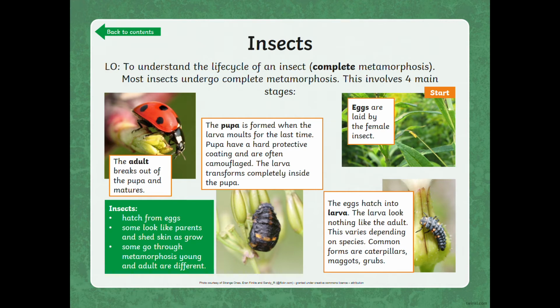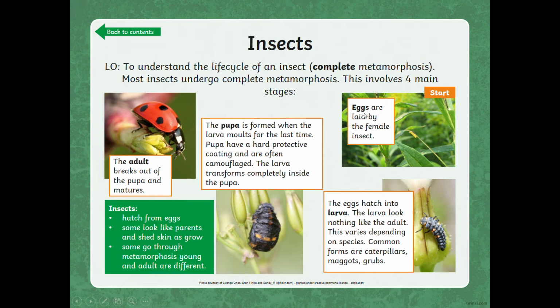Insects then. And remember, we had a look at the butterfly when we did this in class, and we talked about metamorphosis in the terms of it being a complete metamorphosis. So most insects undergo complete metamorphosis, and this involves 4 main stages. So we're not just talking about a butterfly life cycle here. This is the life cycle of an insect in general.